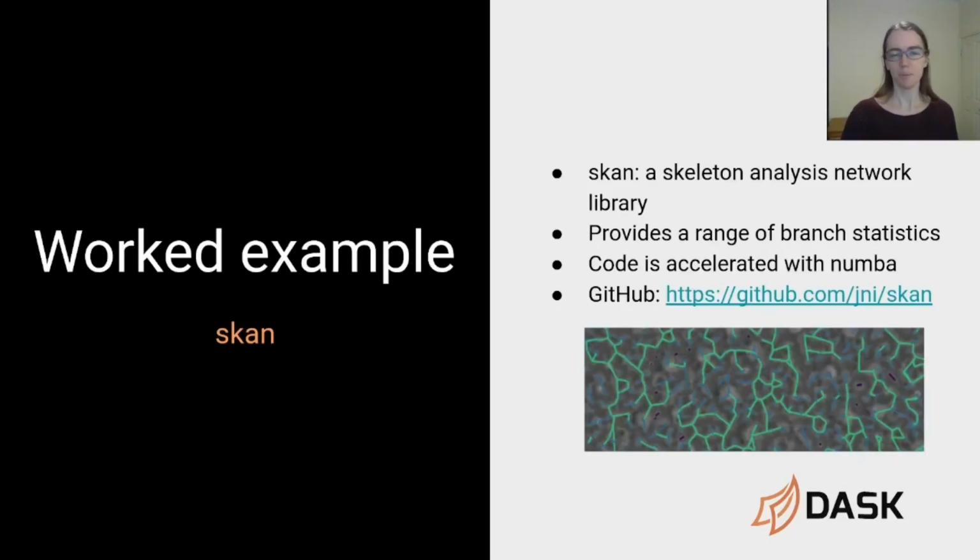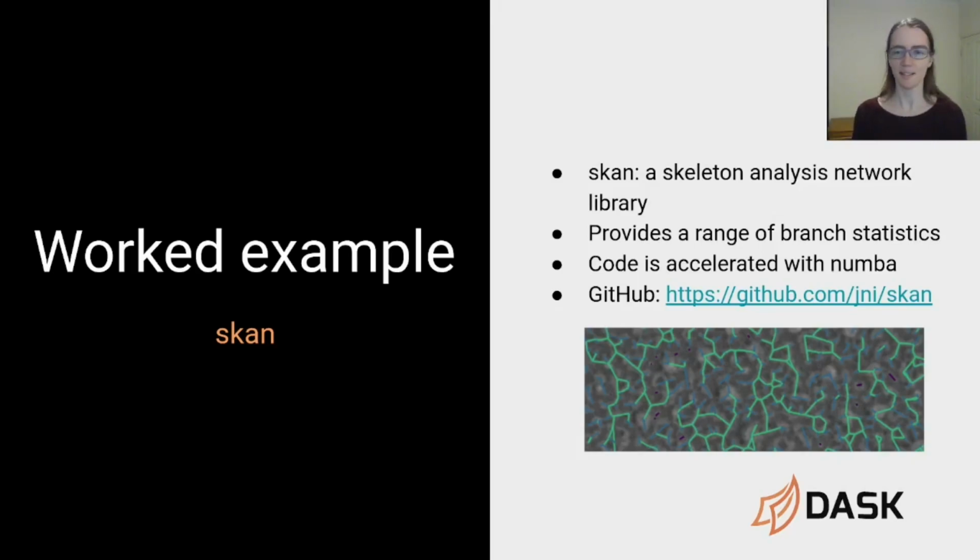So the worked example we're going to look at today is to do with a library called Scan. Scan is written by Juan Nunes Iglesias, and it's a library for skeleton network analysis. Skeleton shapes appear in all sorts of sciencey problems, like the branching of blood vessels or airways, root structures in plants, capillaries in leaves, even the neuron network structure in brain tissue. So there's lots of cool applications for this type of work.